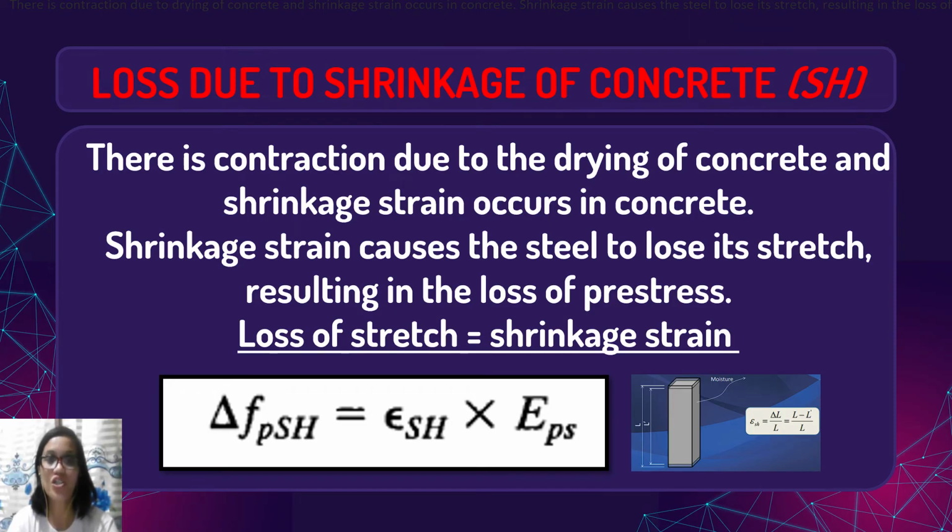Next is the loss due to shrinkage of concrete. There is contraction due to the drying of concrete, and shrinkage strain occurs in concrete. The volumetric change of concrete structures due to the loss of moisture by evaporation is known as concrete shrinkage. The shrinkage strain causes the steel to lose its stretch, resulting in the loss of pre-stress. Therefore, the loss of stretch is equal to the shrinkage strain. And due to shrinkage, the tendons are loosened and loss in pre-stress occurs.